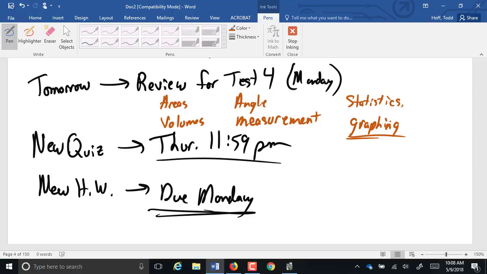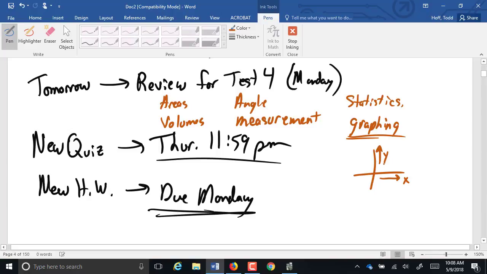You keep mixing up the X and the Y. Remember, X goes this way, Y that way. Alphabetically, horizontal is first, vertical is second.